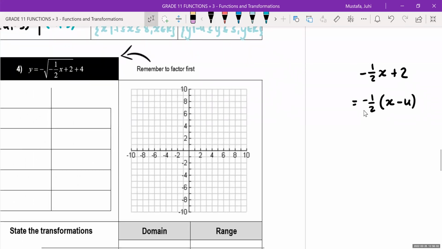So knowing this, I'm going to rewrite my equation. It's going to be y is equal to negative a big square root sign with -1/2 bracket x minus 4, and then a plus 4 on the outside. And what is the purpose of this? Well, we always want our x to be by itself in the rounded brackets because that's what tells us our horizontal transformation.